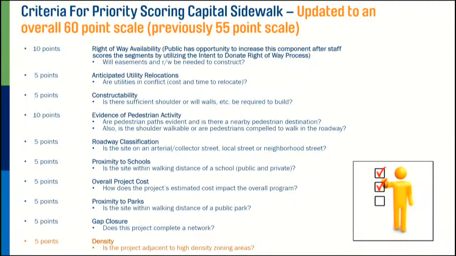As proposed, the update to the scoring criteria for capital sidewalk projects would add this additional 5-point criterion into the already 55-point scale that we have with other factors considered. It would add 5 more points for an overall 60-point scale when all considered, with density now being one of the criteria, an additional 5-point consideration.